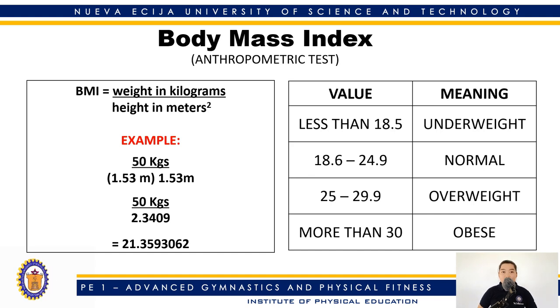Now, look at the table on the right side. This is the value that we can follow. So less than 18.5 is underweight, 18.6 to 24.9 is normal, and 25 to 29.9 is overweight, and more than that will be obese. So since we have 21.35, it is in a normal range of an individual.